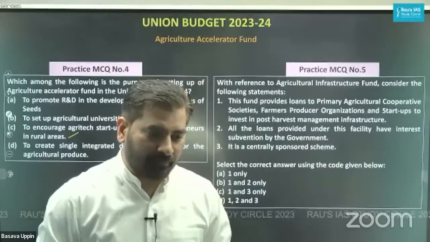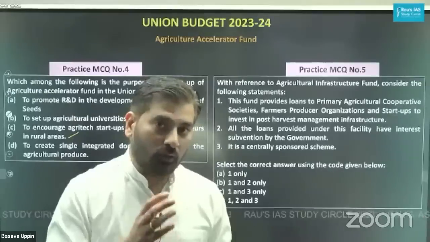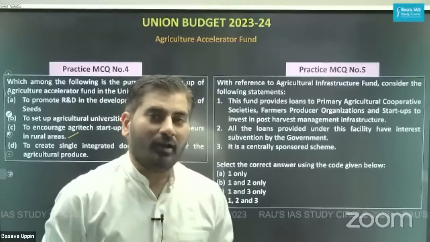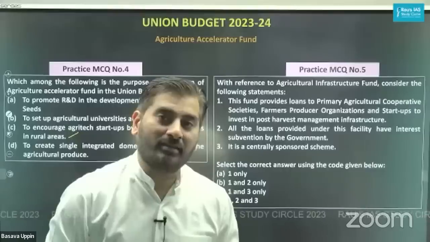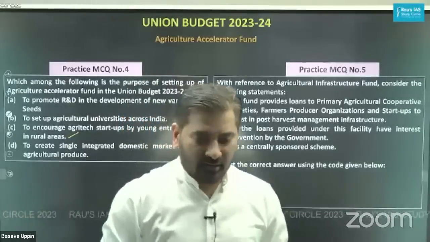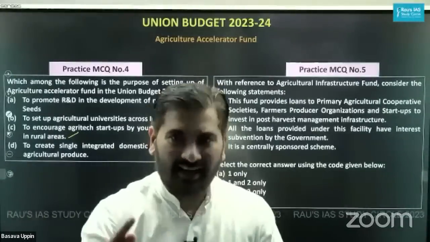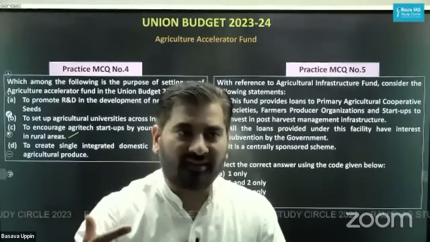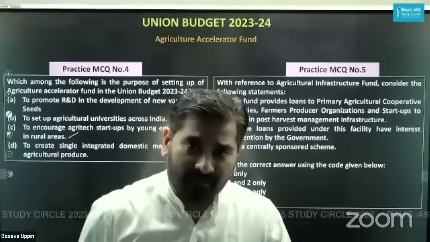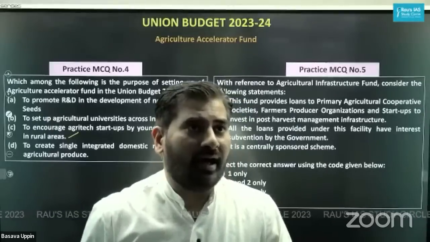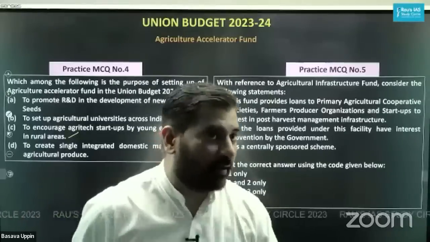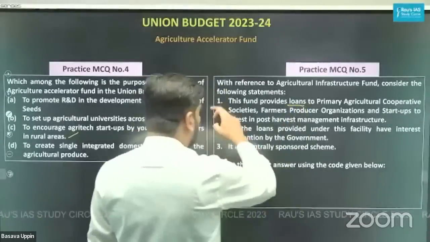As part of this particular fund, the government is providing loans to primary agriculture credit societies, farmer producer organizations, as well as startups in order to improve the post-harvest management infrastructure. What is post-harvest infrastructure? It could be setting up of collection centers at the farm level, primary processing centers, warehouses, storage by startups, by PACS, that is primary agriculture credit societies, and so on. Are we giving them grants or loans? We are giving them loans, not grants. So the first statement says it provides loans, which is correct.